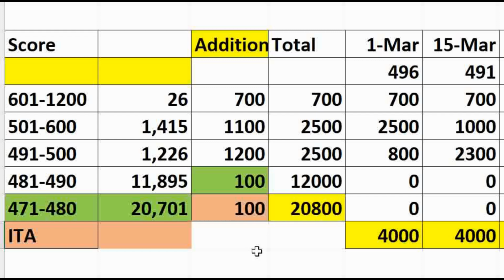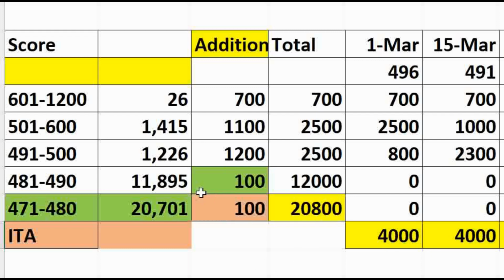In order to make some calculations or predictions, we have to make certain assumptions here. We need some CRS pool standing, that we have got as the base on 15th of February after the draw. Next, we have to make assumptions regarding additions, how many candidates will be added over a period of time, and then the draw size. What will be the draw size?